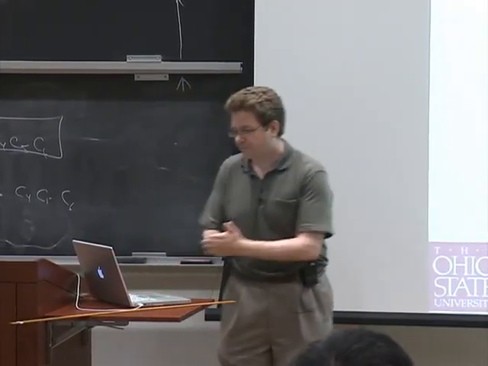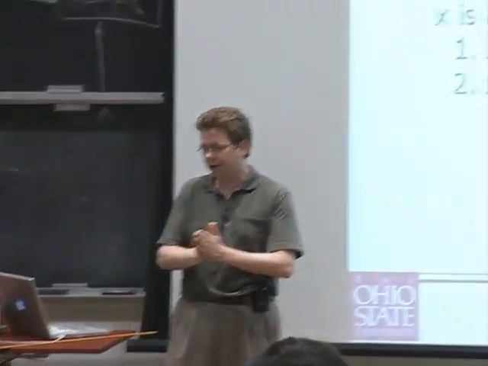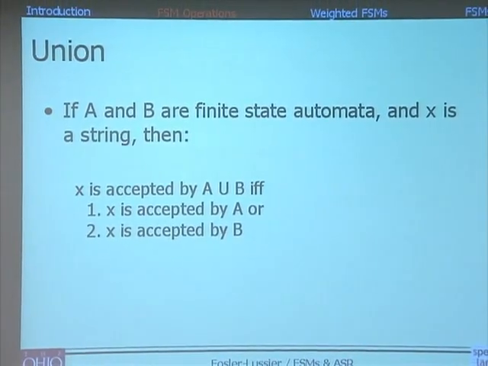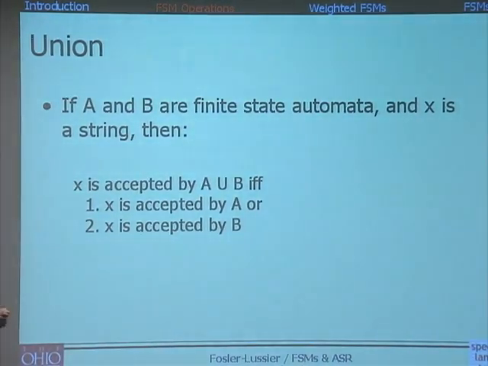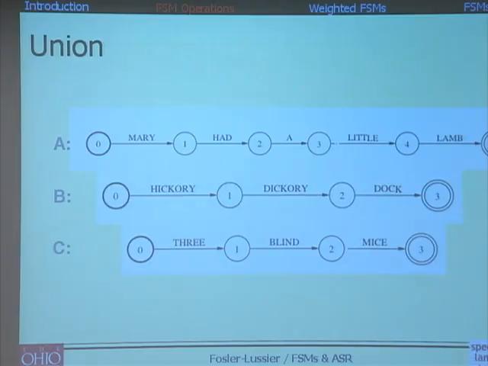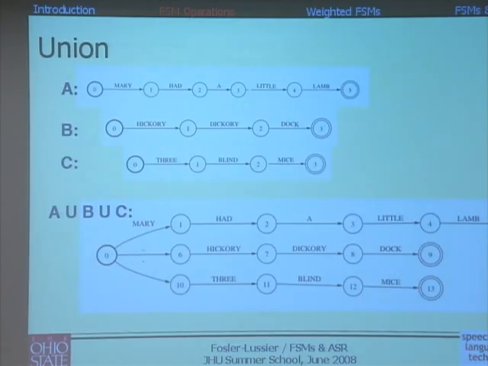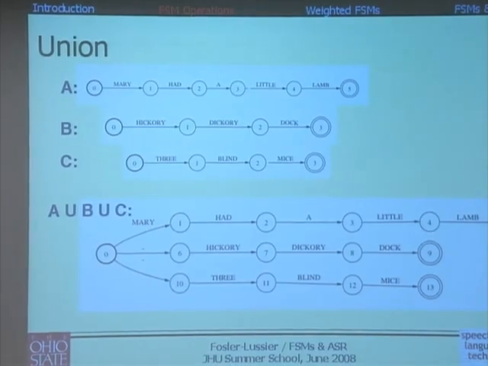All right. So union. Boring definition. If A and B are finite state automata and X is a string, then X is accepted by A union B if X is accepted by A or X is accepted by B. This is pretty standard stuff. Because I have a 1-year-old, we have a lot of Mary had a little lamb, hickory dickory dock, 3 blind mice going on, right? And we might have any of those stories told. So the union of them is basically combining all 3 of these together.